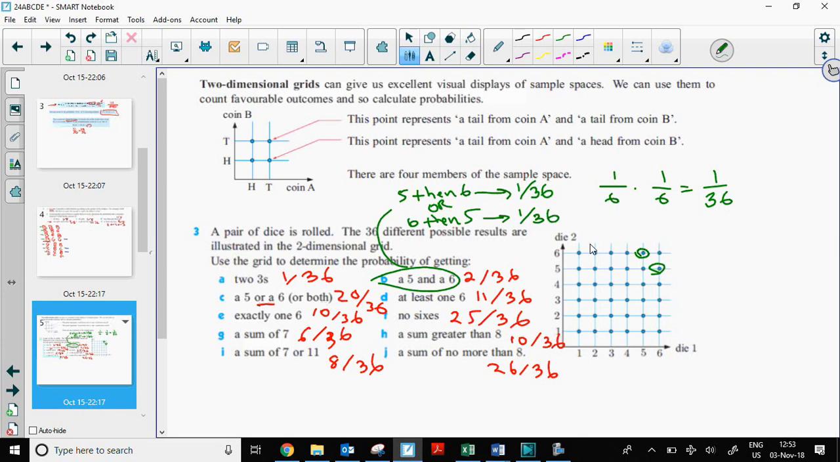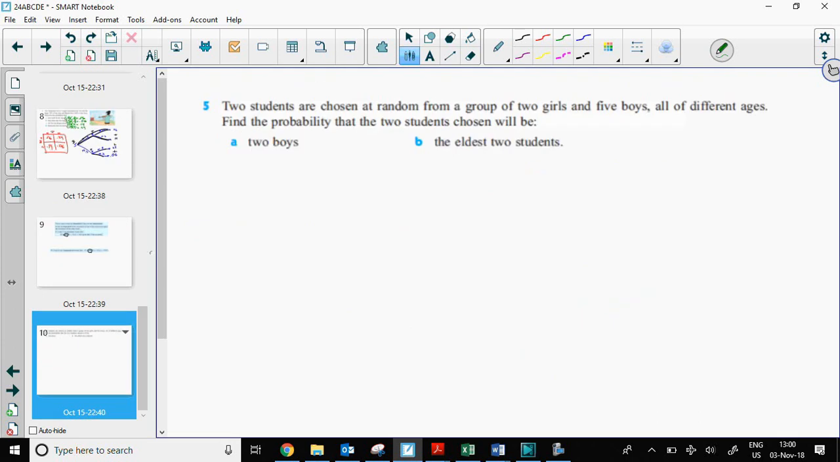Anyway, let's move on and look at some dependent events. This problem here should immediately remind you of Chapter 8, combinations and permutations. And we will analyze this both different ways. So first, find the probability that 2 students will be 2 boys.